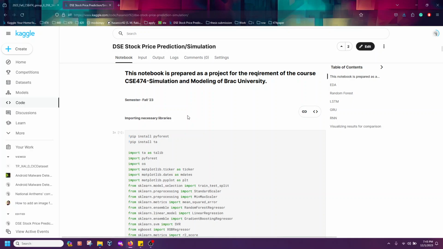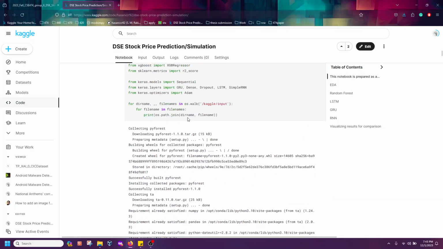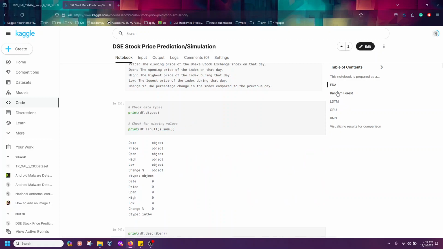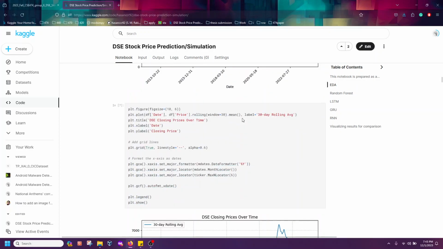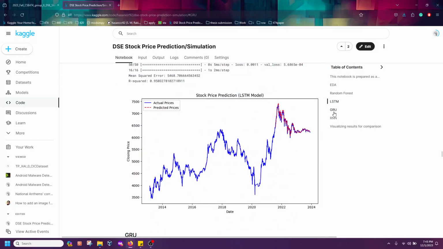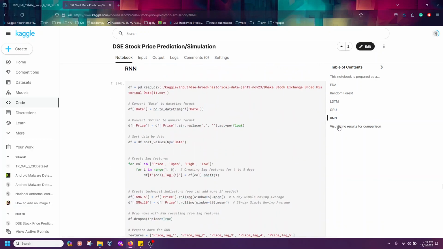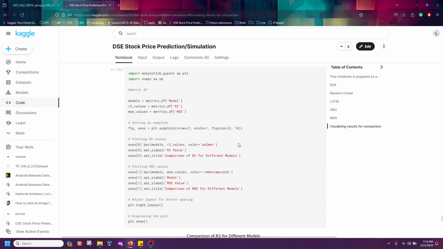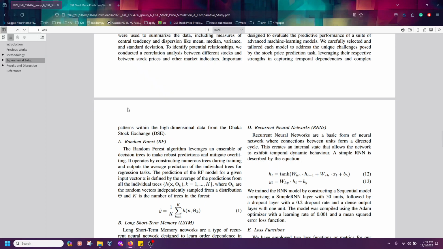If we go to the link given in the abstract, we can see how we have deployed each of the models and discussed their viabilities. Each model is discussed separately, and at last we have made a combined visualization. So let's go back to the paper.